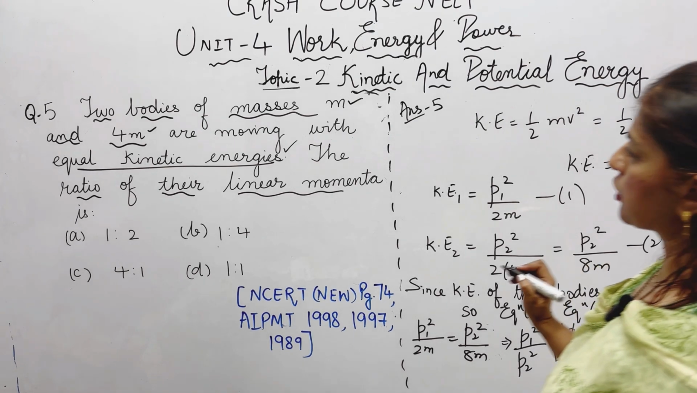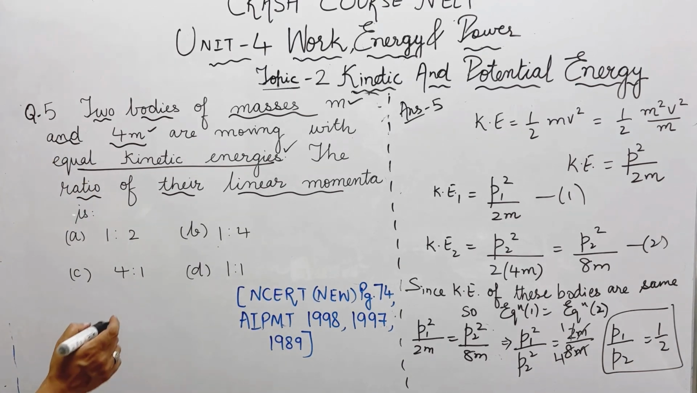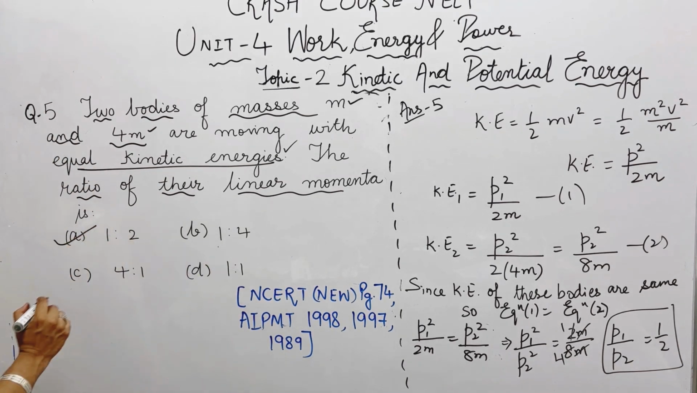So the ratio of their linear momenta is 1:2, and option A goes with our result. So the answer for the fifth is option A, 1:2.